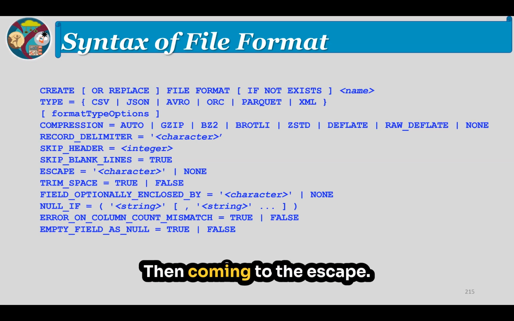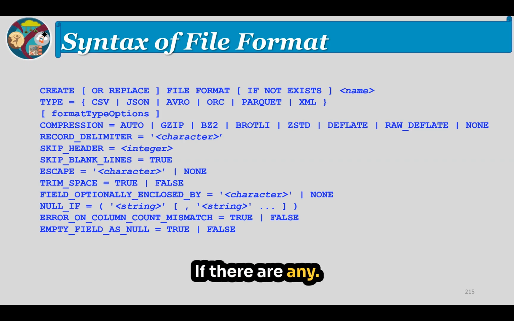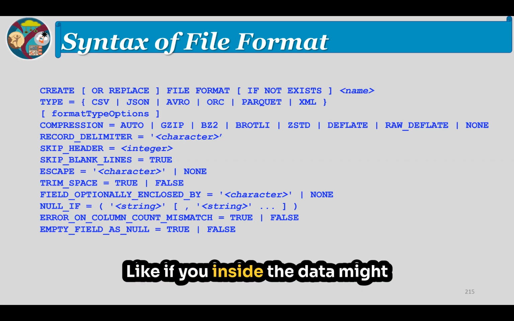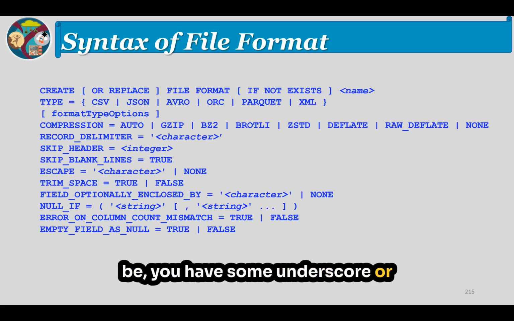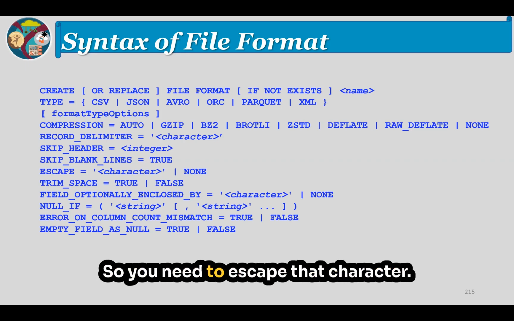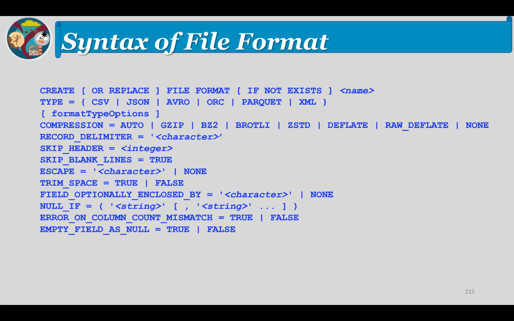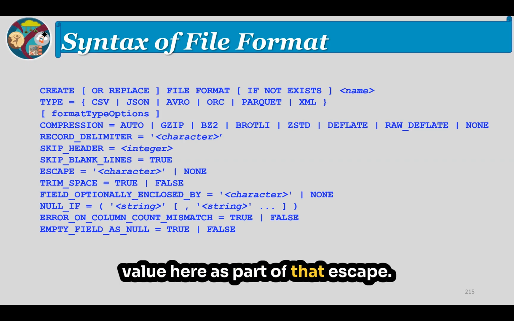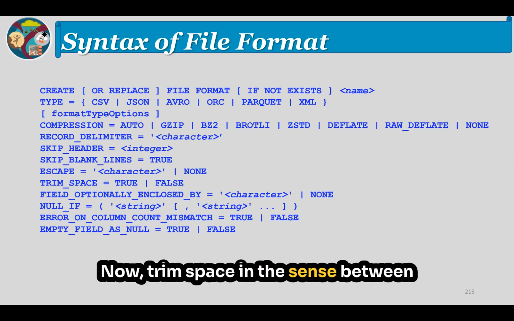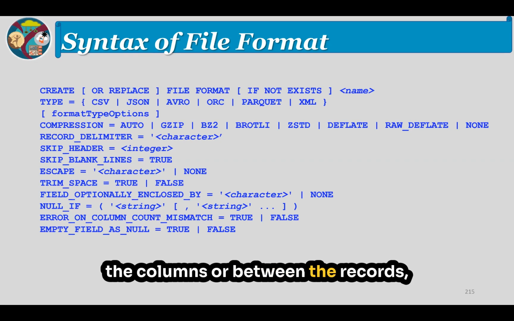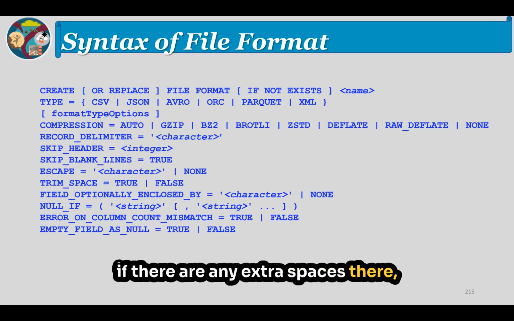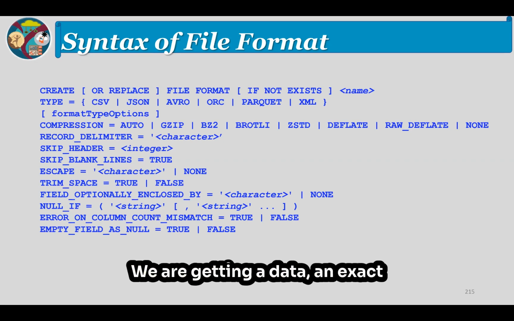Then coming to escape. If there are any special characters inside the data, like an underscore or other special characters, you need to escape that character. You can specify that particular value here as part of escape. Now about spaces: between the columns or between the records, if there are any extra spaces, you want to remove them, because when we extract data from source systems, we have no guarantee we are getting the data in exactly the format we want.